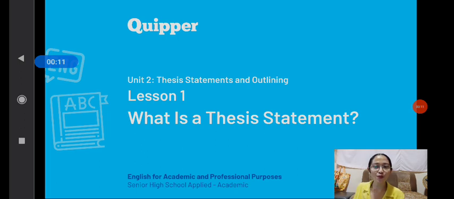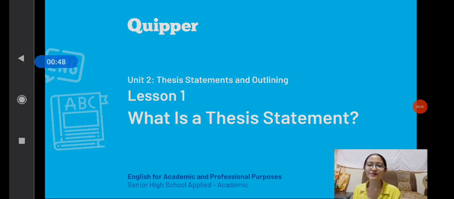Okay, before we move on to discuss the lessons of our Unit 2, we are going to have a review first on what lesson did we talk about on our Unit 1. Now, what is our Unit 1? It's the nature of academic text. For our lesson 1, we talked about the structure of academic text. For our lesson 2, we talked about academic texts across disciplines. And for lesson 3, we talked about reading a text critically, or critical reading.